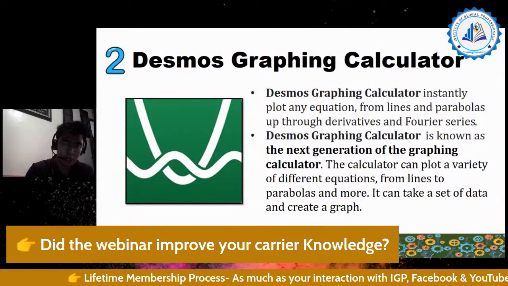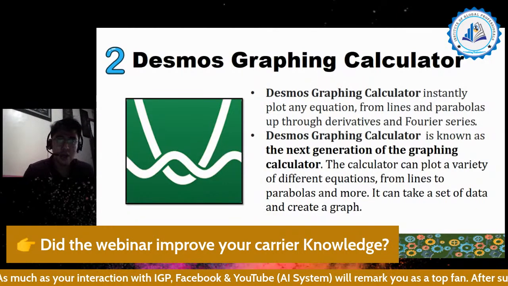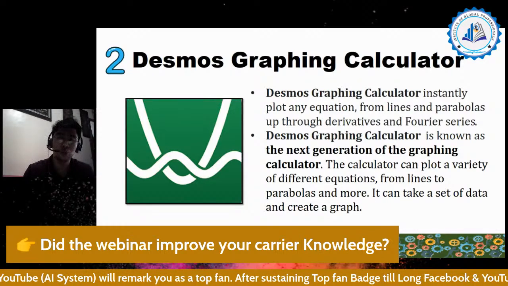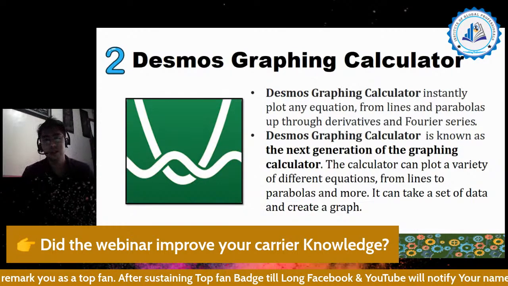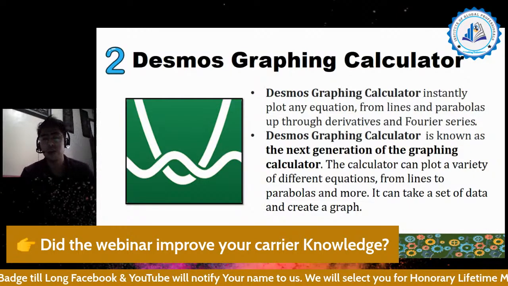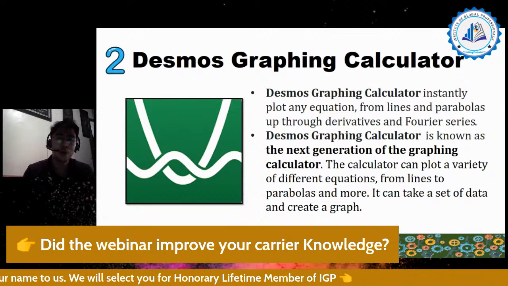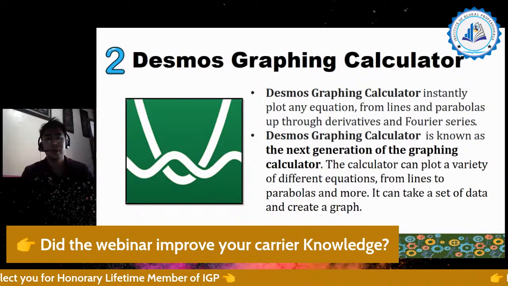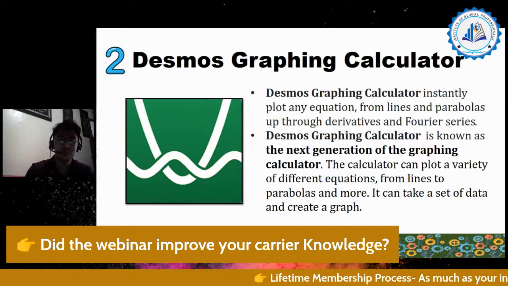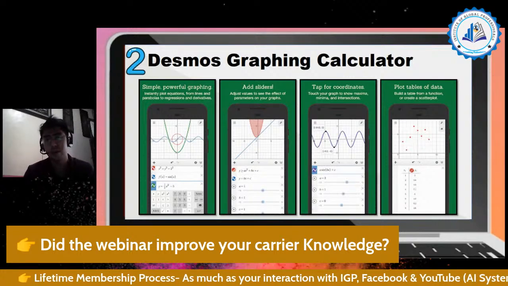So what do you mean by this application? So Desmos graphing calculator instantly plots any equation, from lines and parabolas up through derivatives and the Fourier series. Desmos graphing calculator is known as the next generation of the graphing calculator, since the calculator can plot a variety of different equations from lines to parabolas and more. It can take a set of data and create a graph. So this is now the interface of the Desmos graphing calculator.